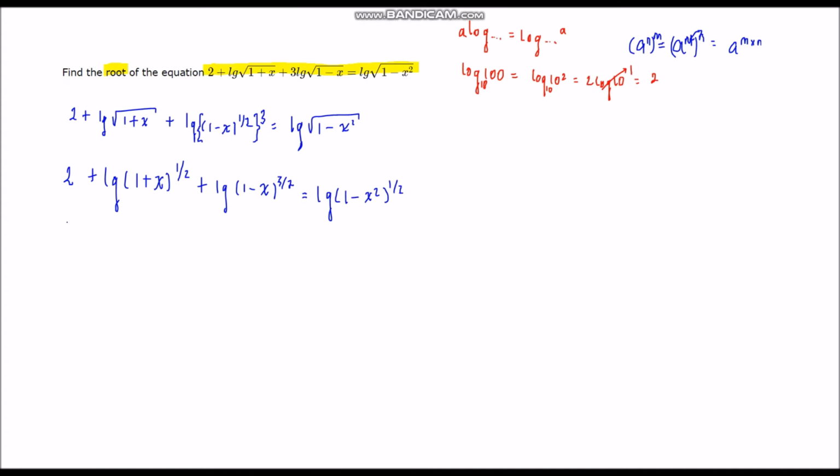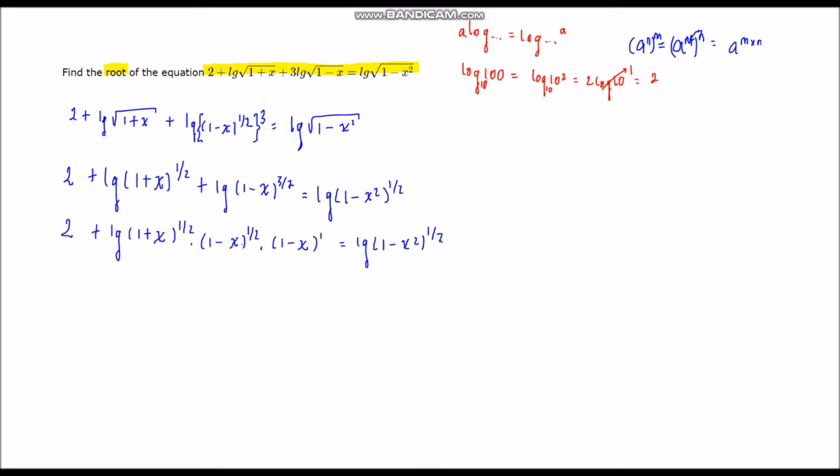Okay, so I'm going to combine them. 2 plus log of (1 plus x) power half times (1 minus x) power 3/2. But then we know that 3/2 is just half times 1 minus x power 1, or just 1 minus x, like that, which is equal to log of (1 minus x squared) power half.